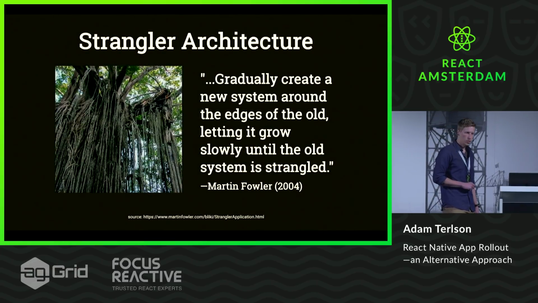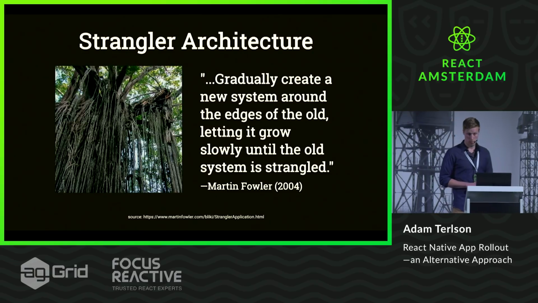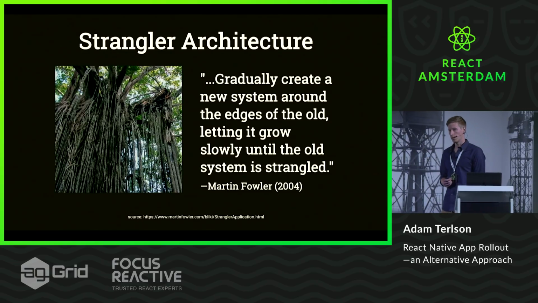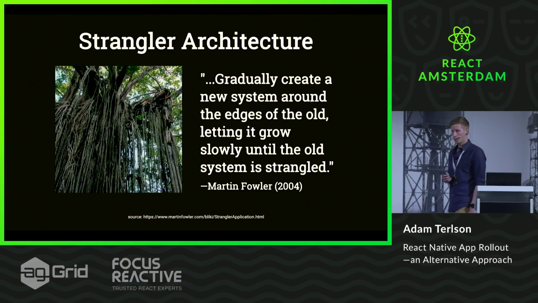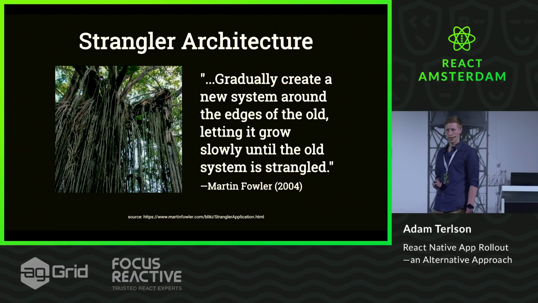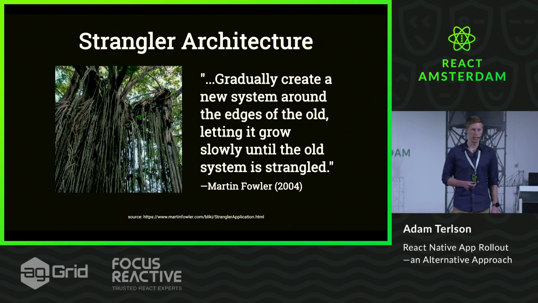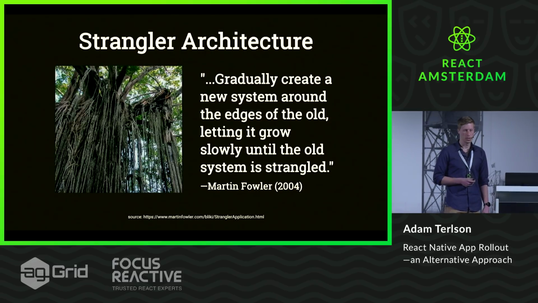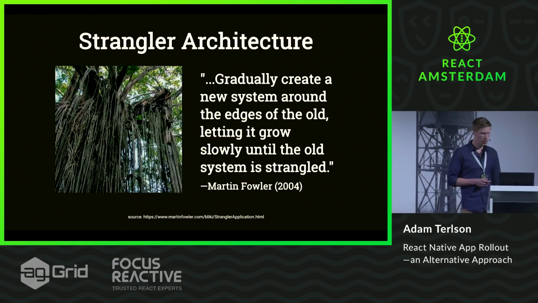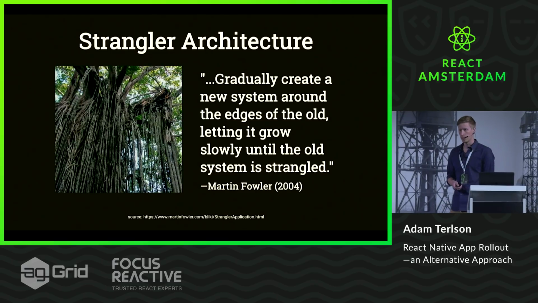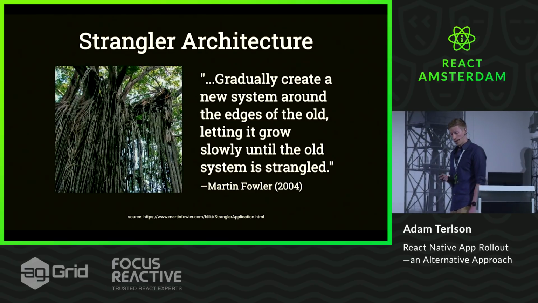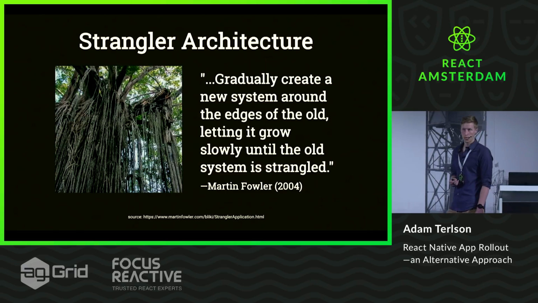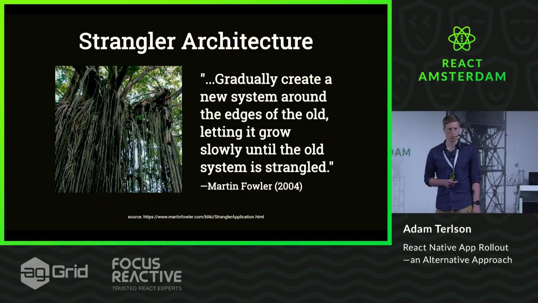The Strangler architecture was described in a blog article by Martin Fowler in 2004 as one in which you're able to create a new system around the edges of the old and let it grow slowly until the old system is strangled. Now this sounds ideal for us because you're able to gradually migrate over time. By the way, the name Strangler comes from strangling vines that Martin observed on a tree.